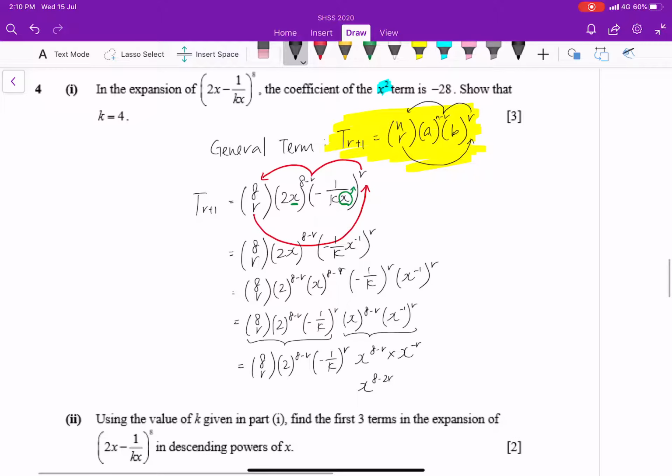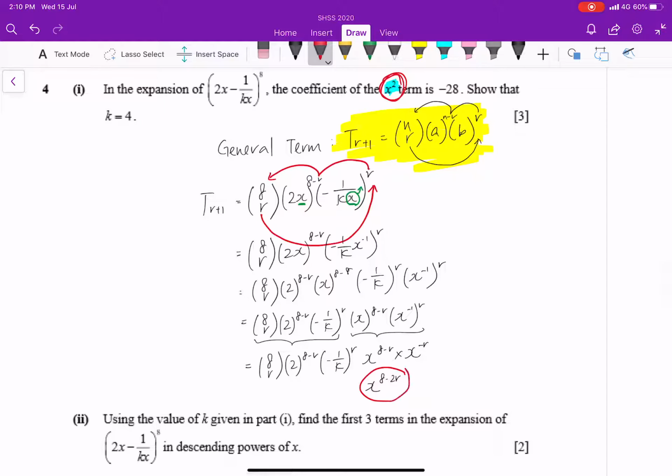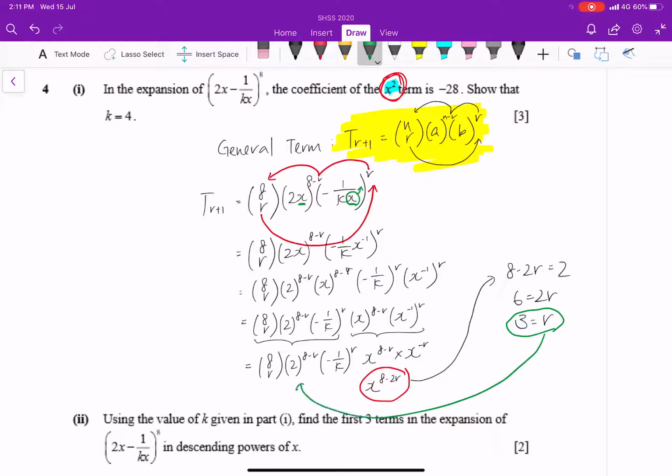If you read the question, I want the coefficient of the x squared term. So this needs to be x squared. How does this need to be x squared? I just equate 8 minus 2r to be equal to 2, because that is the power of x that I want. So I bring the 2 over, so it's 6 equals 2r, r equals 3. Once I get r equals 3, I can now substitute r equals 3 back into the coefficient of x squared. Now they tell you that the coefficient is negative 28. So when I substitute the r, I can equate it to negative 28.